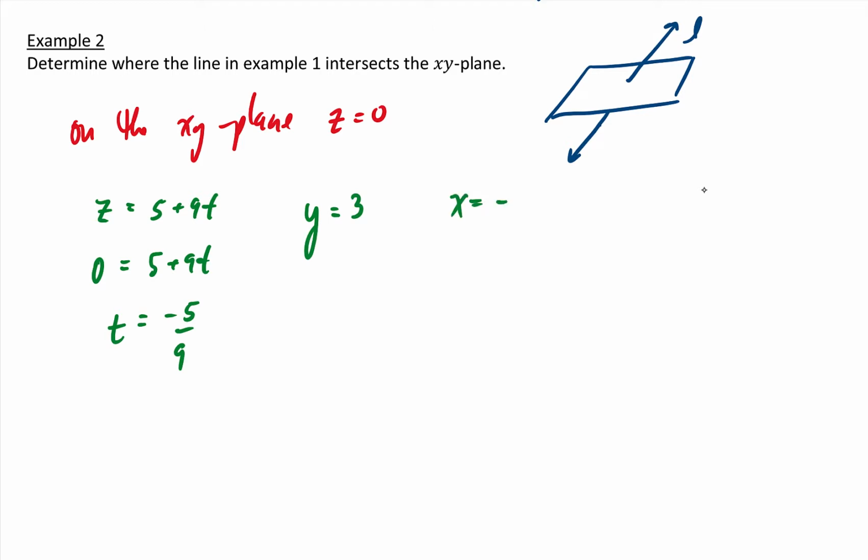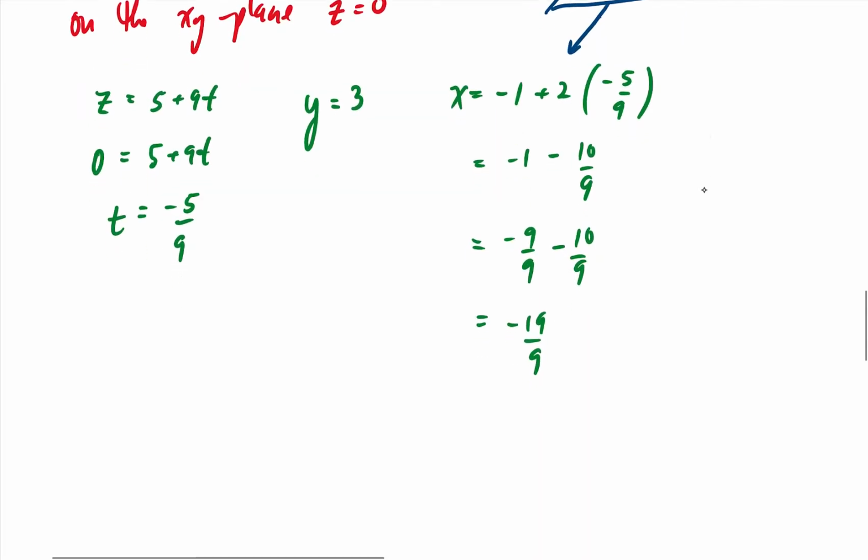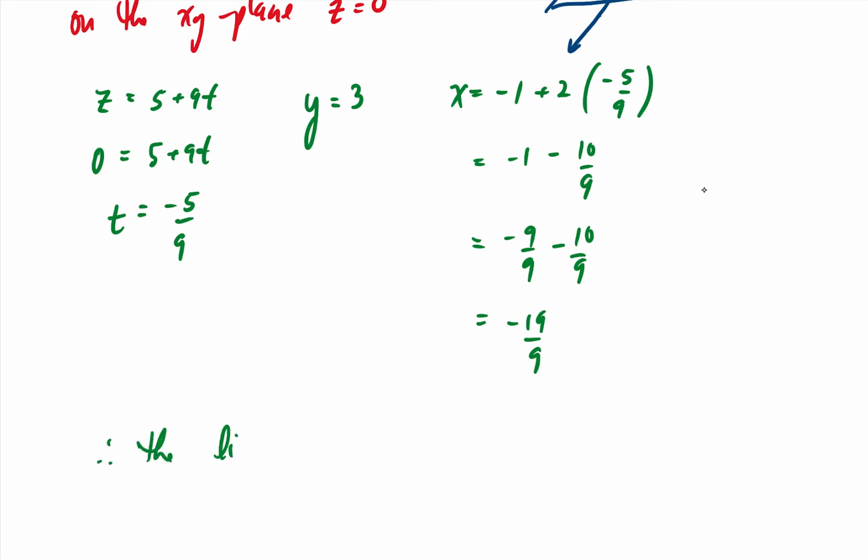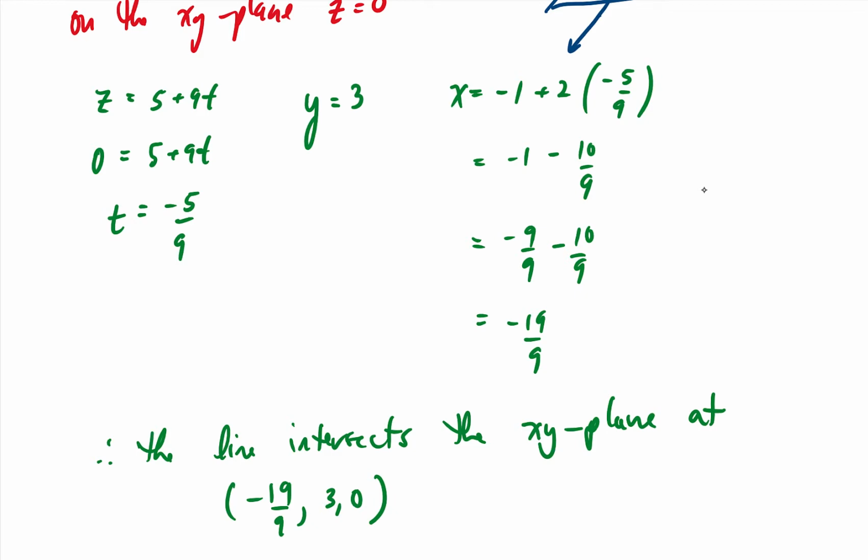And our x value is equal to -1 plus 2 times that t value. So we get -1 plus 2 times -5 over 9, which equals -1 minus 10 over 9. And that gives us -9 over 9 minus 10 over 9, which is equal to -19 over 9. So now we know that the line intersects the xy plane at the following point. So -19 over 9, 3, and 0.